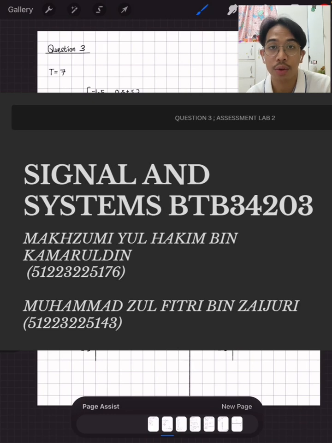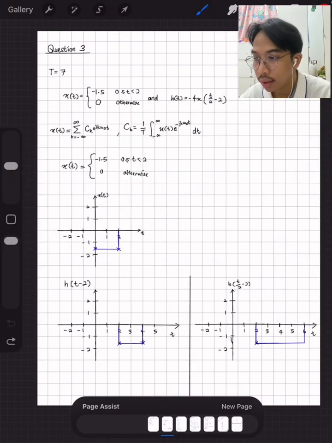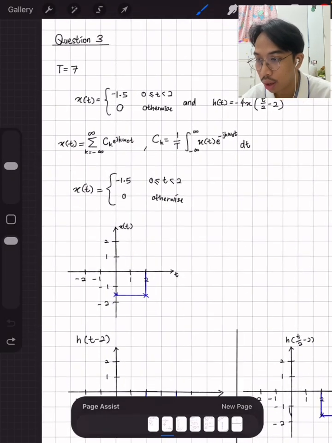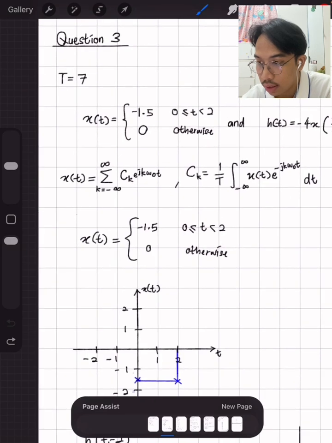So we are assigned to do question number 3 for our lab assessment, Signal and Systems. Today I will present question number 3, where we analyze the periodic signal using a Fourier series. The given period here is T equals 7.